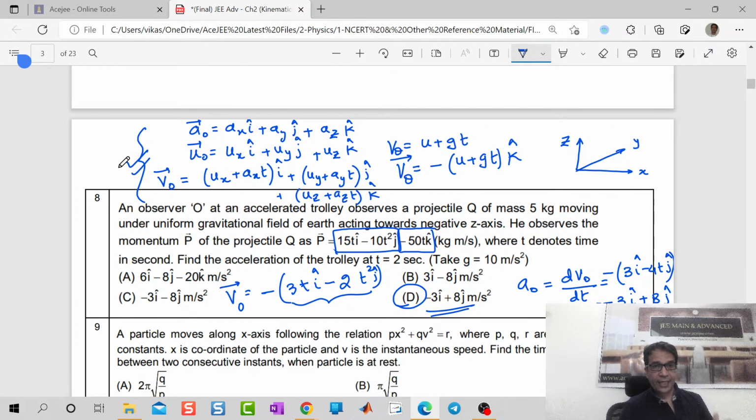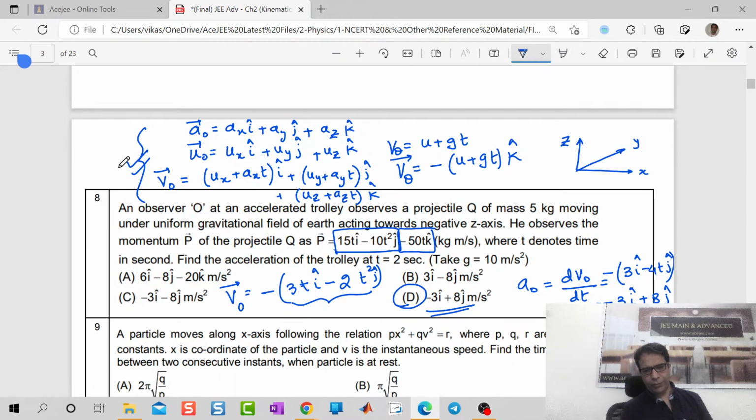Yes, sir. In this case, we have to make the assumption that the trolley is not having any acceleration or velocity component in the z direction. It's only moving in the horizontal plane. Then it's fairly simple and straightforward.